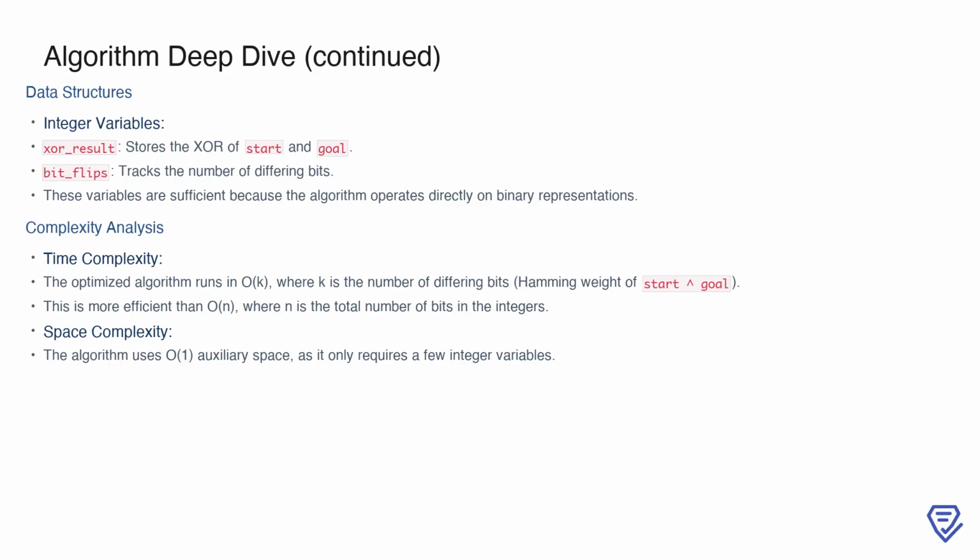Analyzing the complexity, the time complexity of the optimized approach is O(k), where k is the number of differing bits, or the Hamming weight of start XOR goal. This is much more efficient than a naive O(n) approach, where n is the total number of bits in the integers. For space complexity, the algorithm uses O(1) auxiliary space, as only a few integer variables are required. This efficiency makes the solution both time and space optimal.